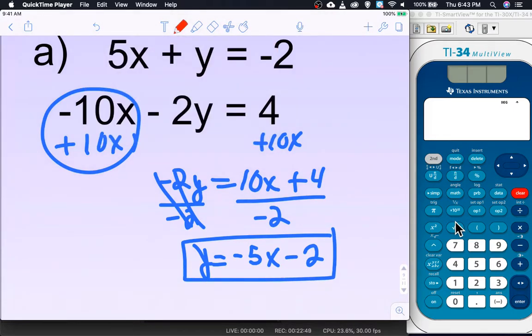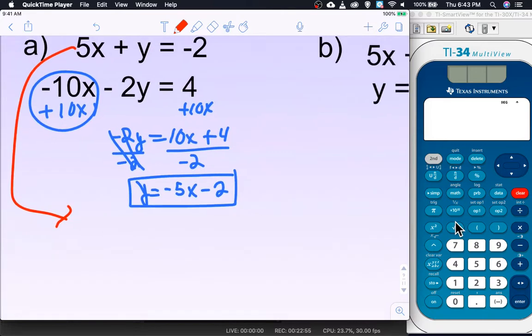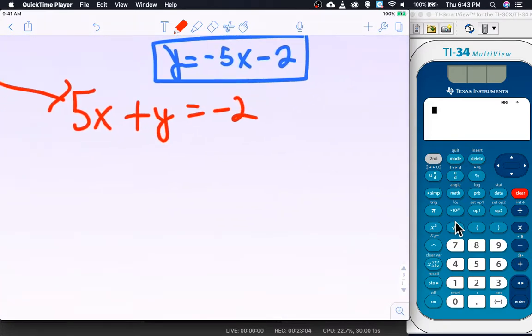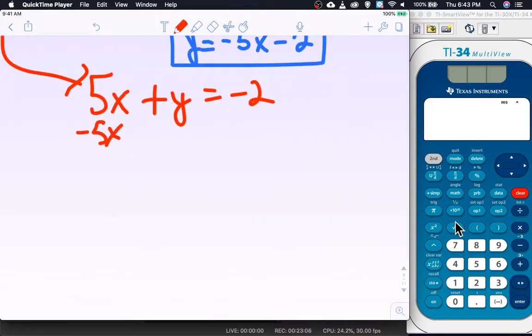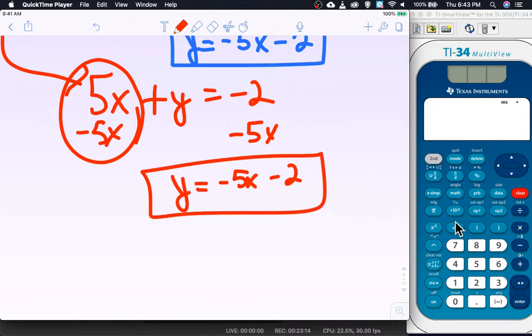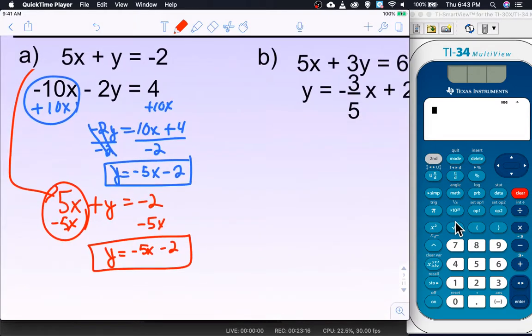I'm going to change to red so you can tell the problems apart. And now I'm going to do the second equation, just copying it down first. Now when I solve for y here, I'm going to subtract 5x on both sides to cancel out the positive 5x. And y equals negative 5x minus 2. So now we've taken both equations and solved for y.